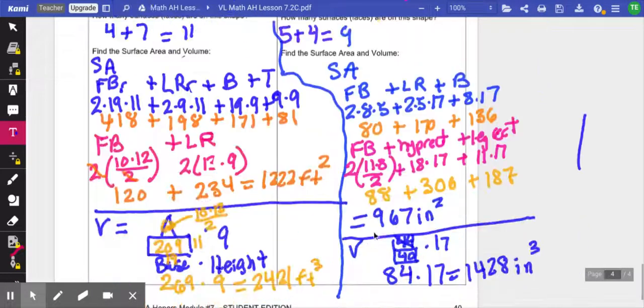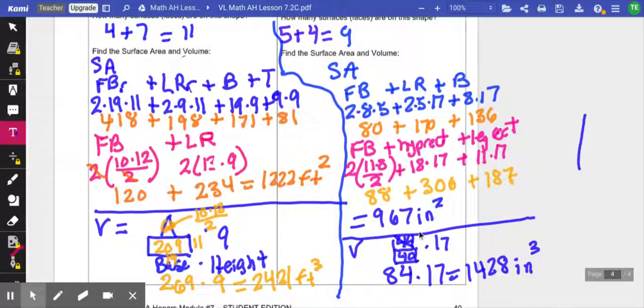So here I have my front, back triangles. They're 11 by 8s divided by 2, but I have to multiply by 2. I have a hypotenuse rectangle that's 18 by 17, and then I have a leg rectangle that's 11 by 17. So 88 plus 306 plus 187. I added up all my orange numbers to get a surface area of 967 inches squared.